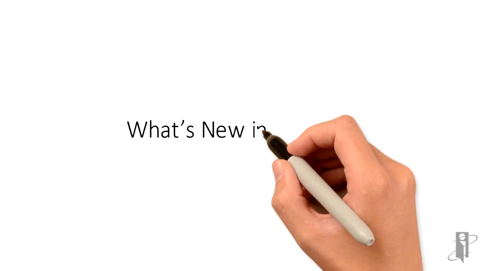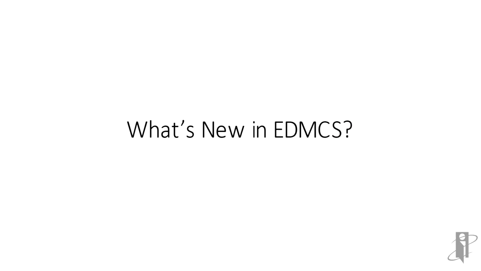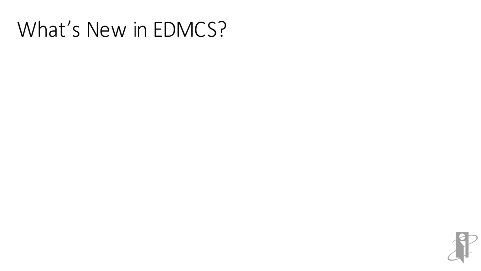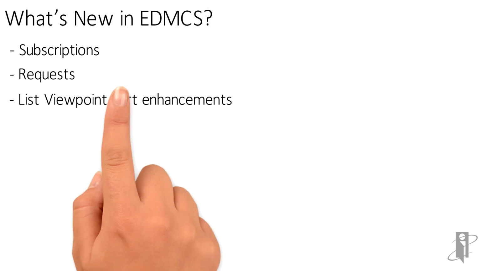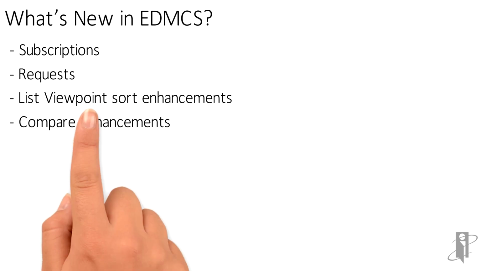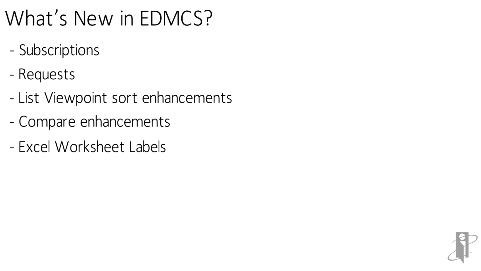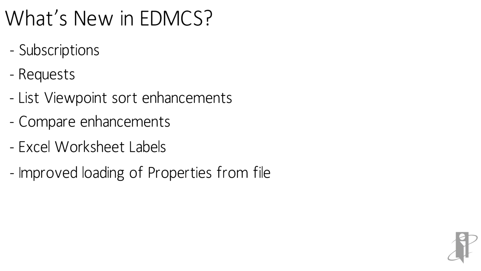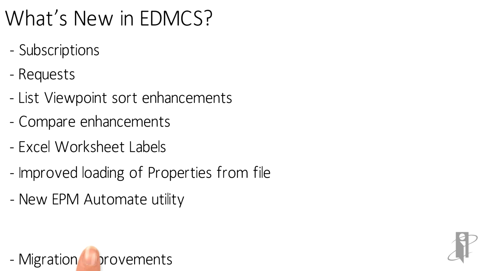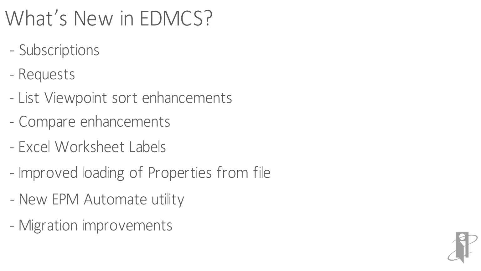EDMCS has come a long way since its early 2018 release. Today we'll go over what's new as of July. There are some exciting new features and improvements, so let's take a look at this list one at a time with a bit more detail. The topics we'll discuss are subscriptions, requests, list viewpoint sorting enhancements, new compares, labels for Excel workbooks, new features for property loading, new features in EPM Automate, and migration improvements.